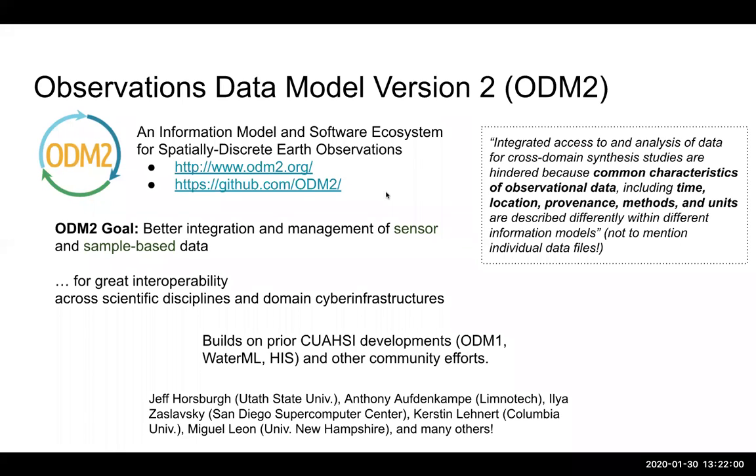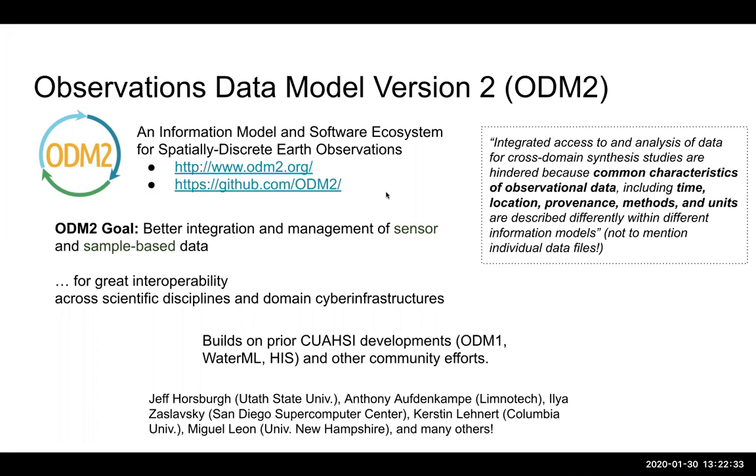Our goal is to try to bring more consistency into how we manage that diversity of data. ODM2 is an information model and the collection of software that supports it, handling data storage for observations at individual sites or along a transect and that sort of stuff. You can follow up later at our website or our code repository on GitHub.